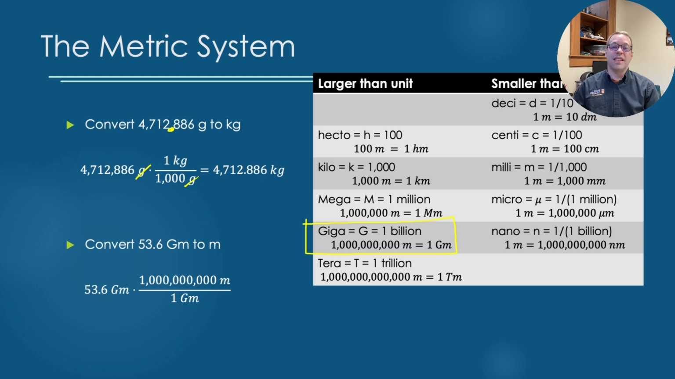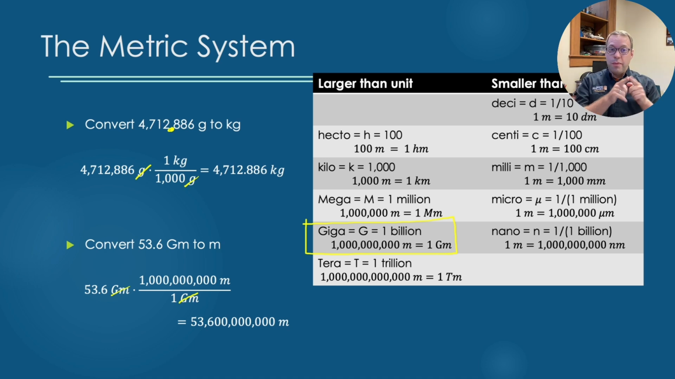Take our number, 53.6 gigameters, multiply it by a billion meters per 1 gigameter. Your units cancel out, and you're left with 53.6 times a billion, which is 53,600,000,000 meters. There we go. That's the right way to say it. However I said it earlier, I apologize. That was a mistake.